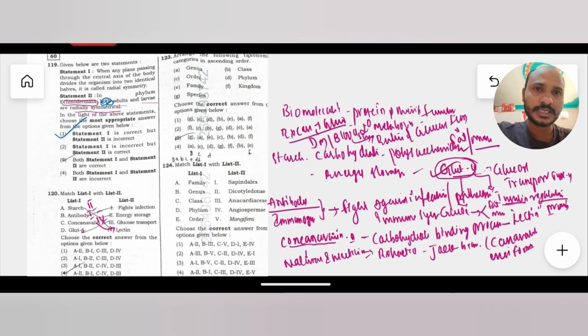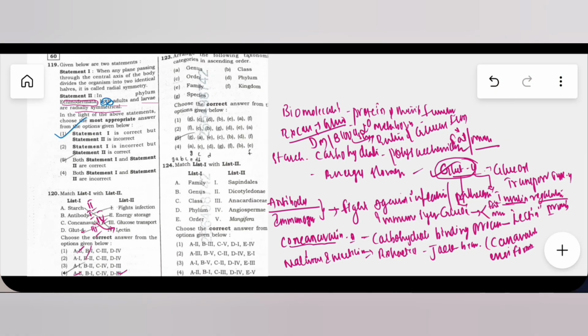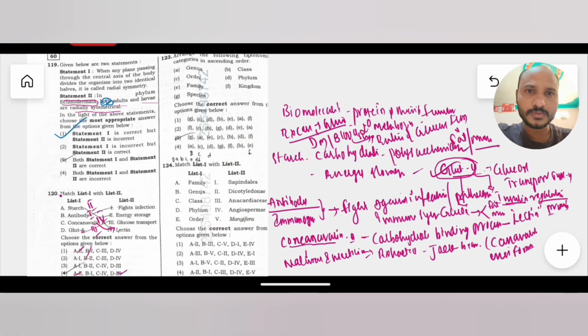So that's it for question 120. Here GLUT4 helps in glucose transport, which means D is the third one. If you see the second, 2143, that means the fourth option. Here the fourth answer is right. Okay, so for 120 the fourth answer is right.